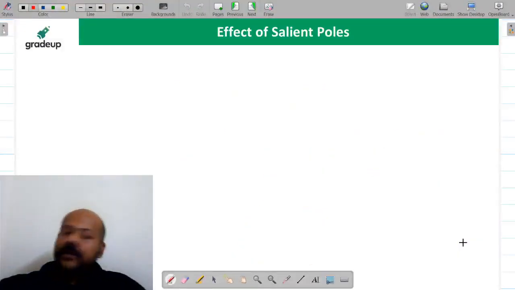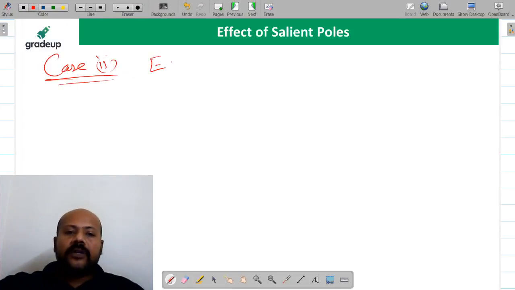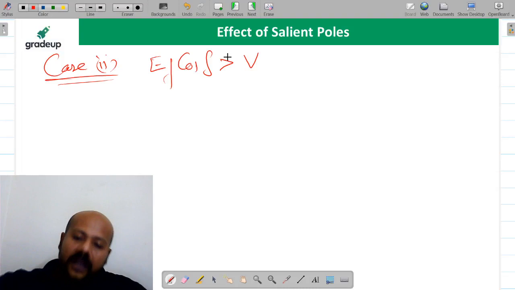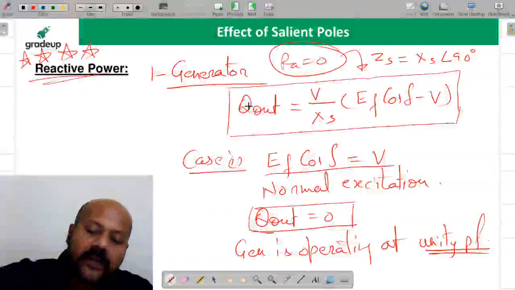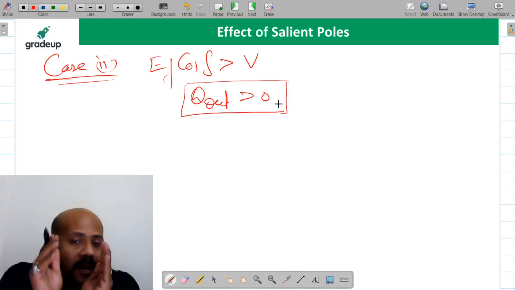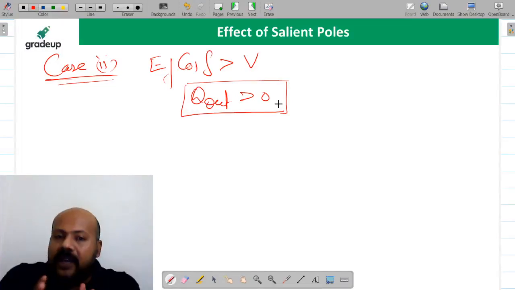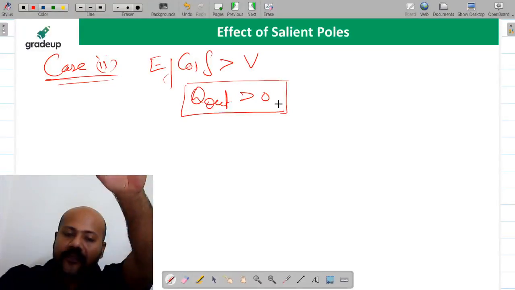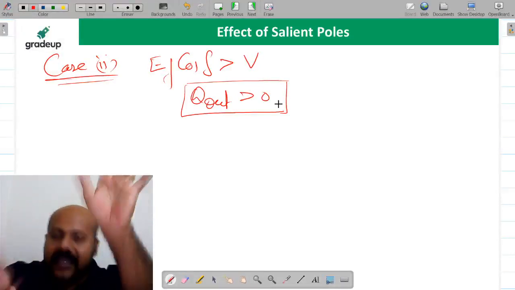What is the second condition, beta? The second condition, case 2, I am discussing. Suppose EF cos del is greater than V. If EF cos del is greater than V, you put this value in this expression, so Q out is going to be positive. It means Q out is going to be more than 0. Now when you are a generator and the output power which you are going to supply is positive, it means you are going to supply that much power. So if reactive power output is positive, you are going to supply that much reactive power.